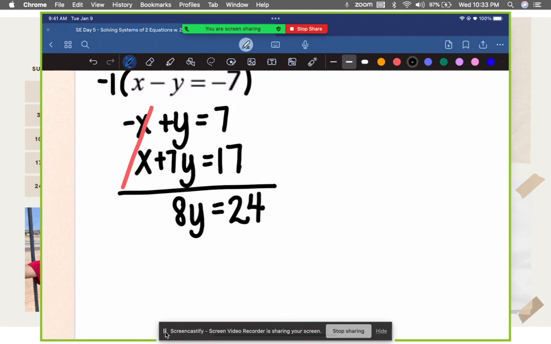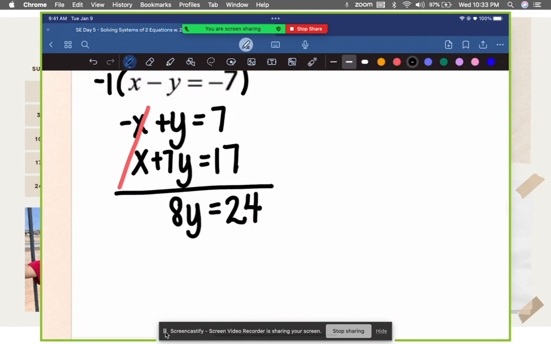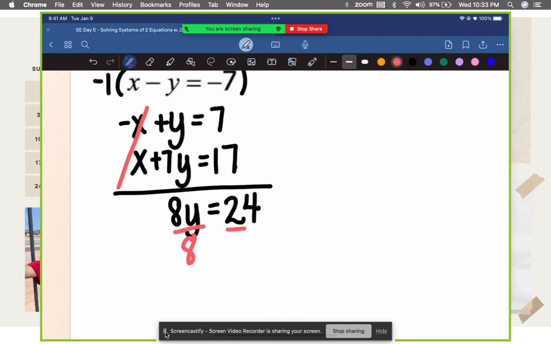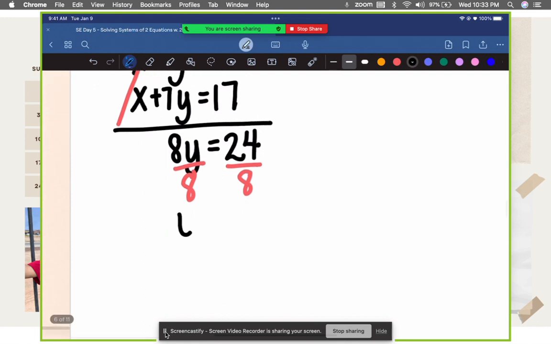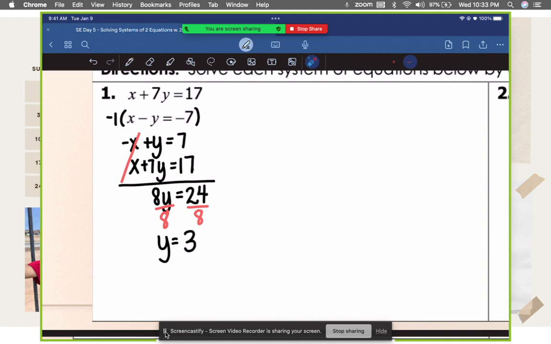Okay, notice now I have one variable that I have to worry about. All I have to do is divide both sides by 8. And now I have y equals 3. Okay, so now I have one of my variables. I obviously need to find the x value. So what I can do is plug 3 back into one of the two equations. It doesn't matter which one, just like when we do substitution. So I'm going to choose either one. I think this one looks a little bit easier because we don't have any number in front of y. So I'm going to go ahead and plug 3 in for y.